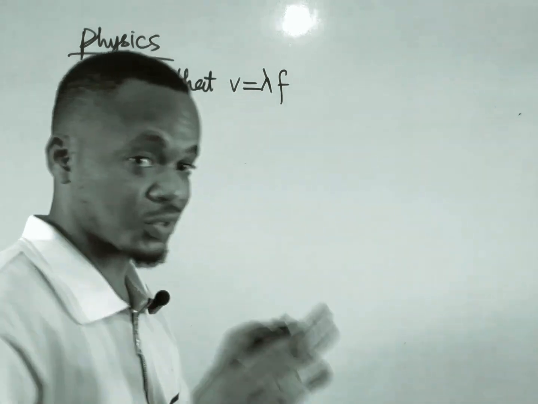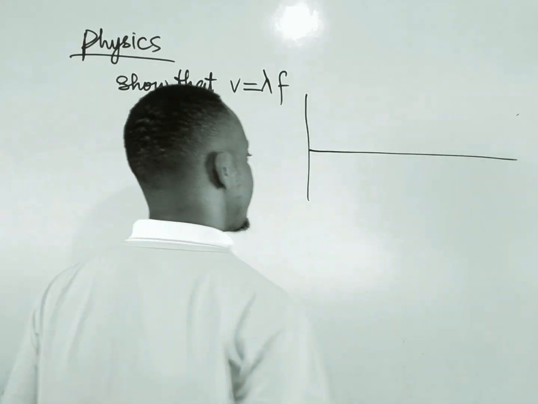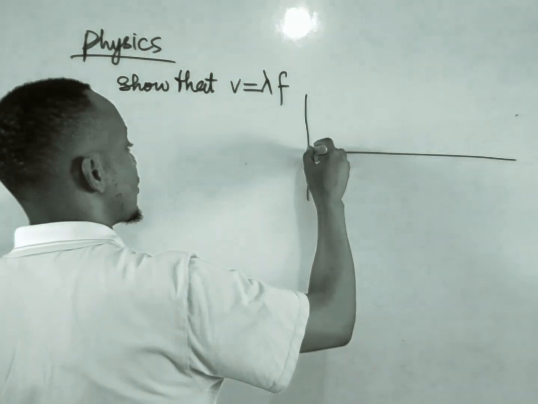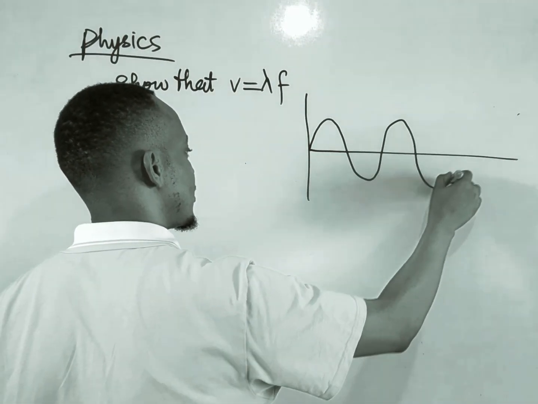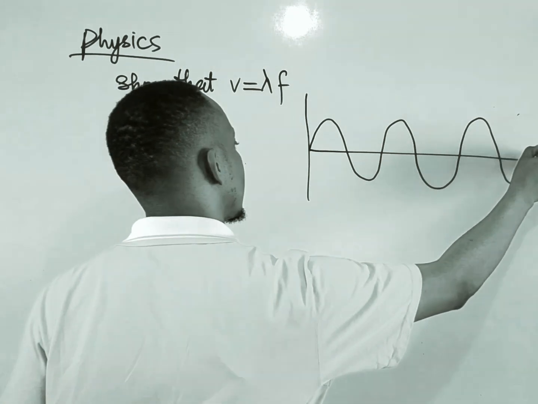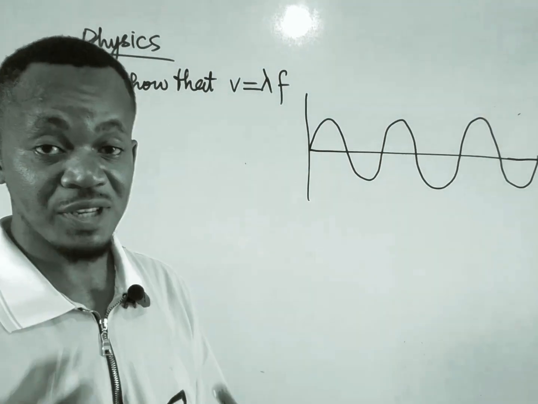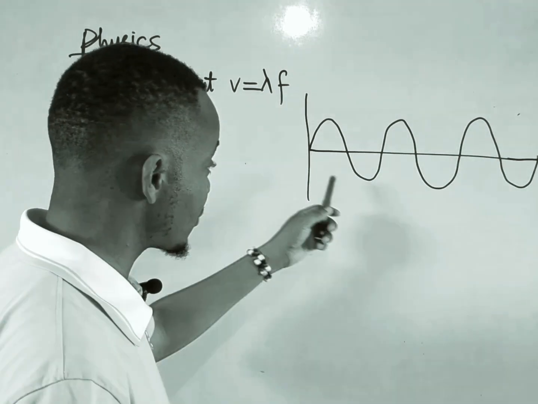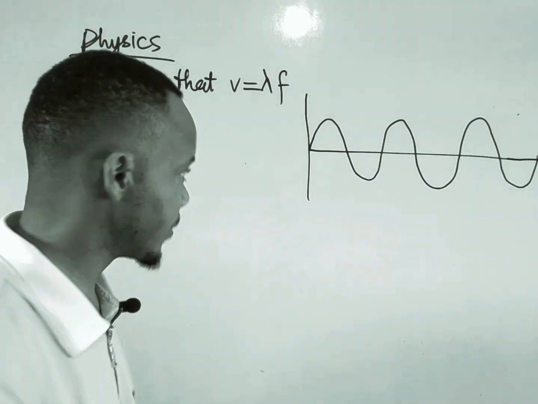I will draw them very small so that you can see them. Now this one is the wave diagram. You have a wave that moves like this. So that is the wave diagram. I will tell you some of the information that this wave diagram carries. Just follow me.